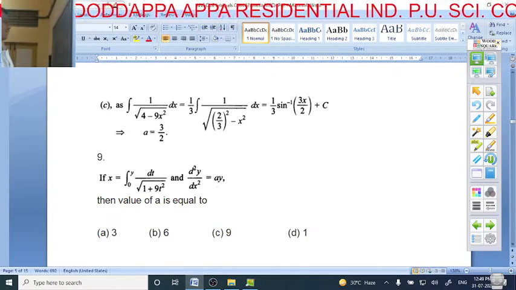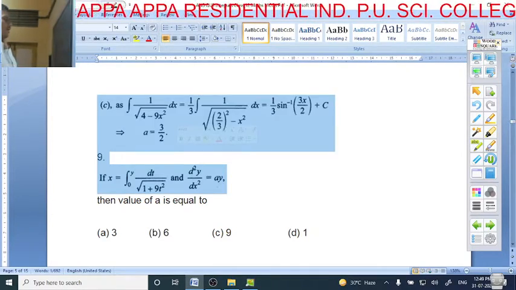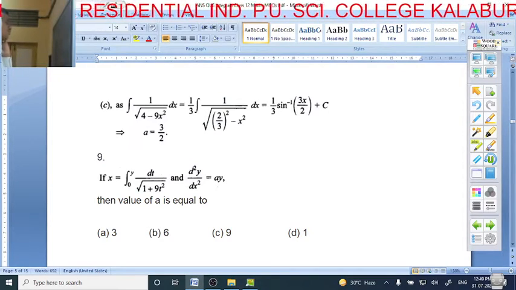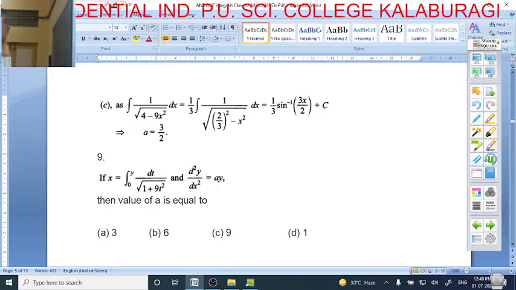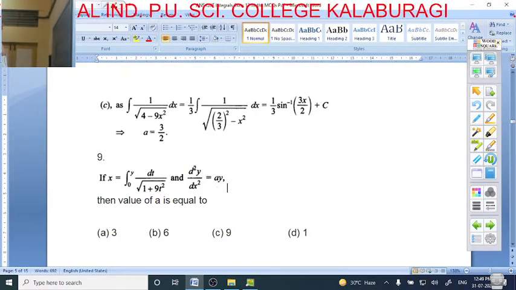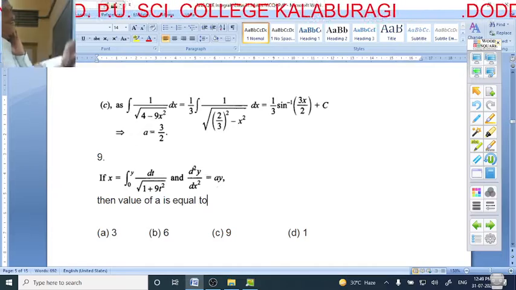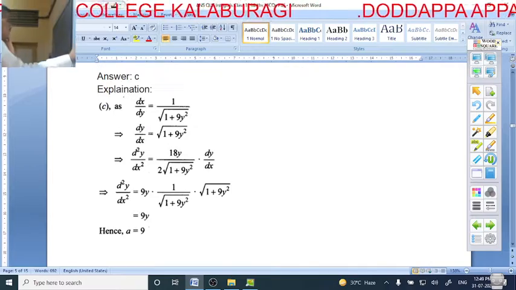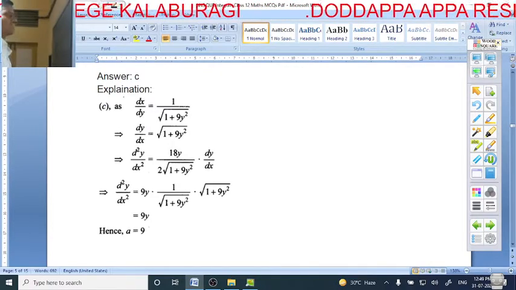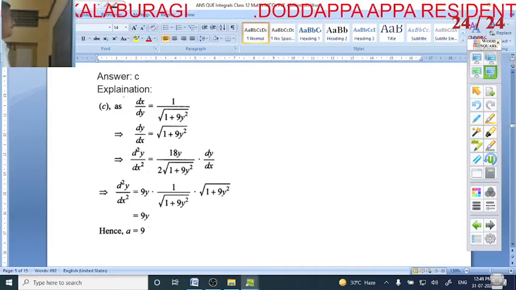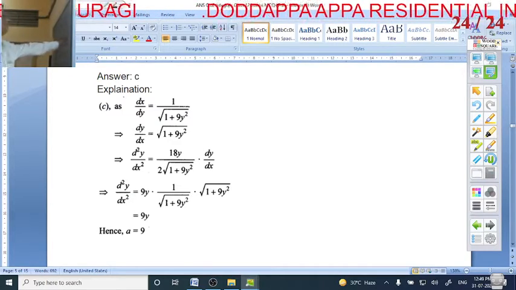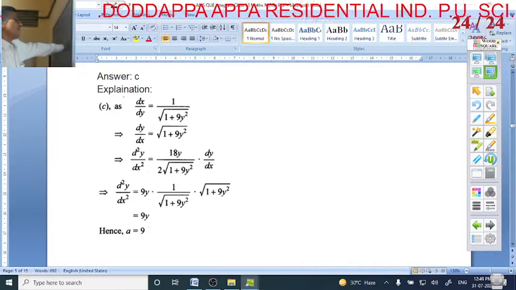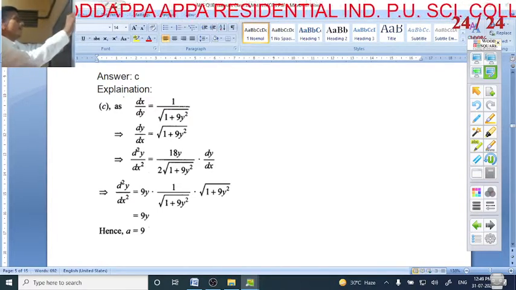9th example, slight calculation is required. Say if x is equal to the integration from 0 to y of dt divided by square root of (1 plus 9t square), and d2y divided by dx square is equal to ay, then the value of a is asked. No problem. Now come to the simplification of this quantity. Here he has given dx divided by dy is equal to 1 divided by square root of (1 plus 9y square).